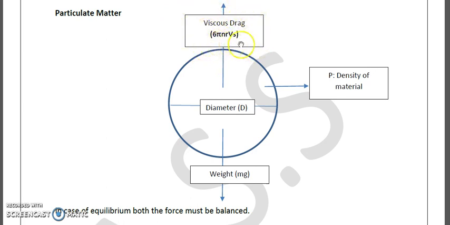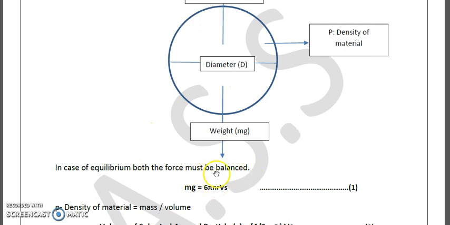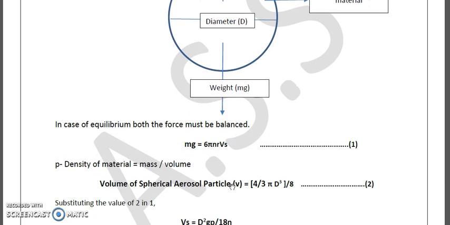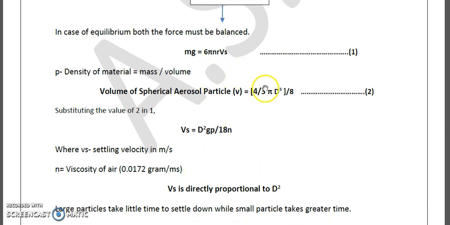If it is in equilibrium, then we equate both these forces: mg equal to 6 pi eta r vs. Now we can write this r term in terms of diameter, so r will be replaced by d by 2 on the right hand side. All of us know density is mass by volume, so mass on the left hand side can be replaced by density into volume.